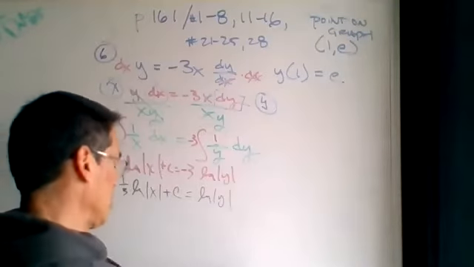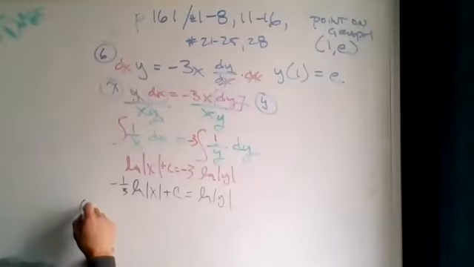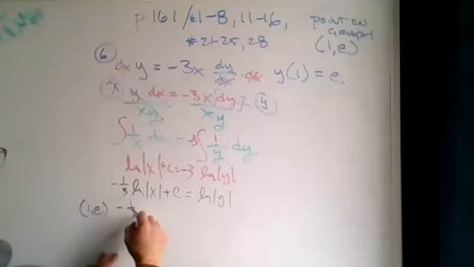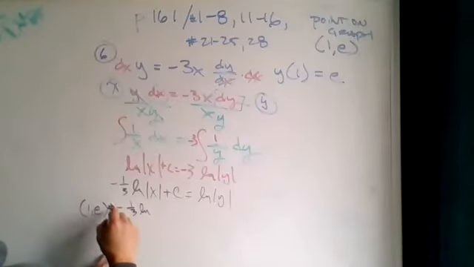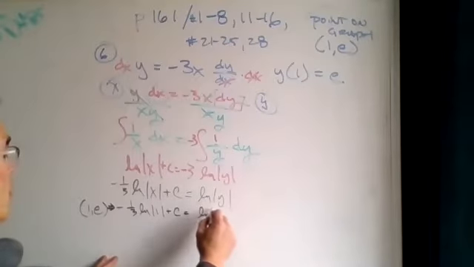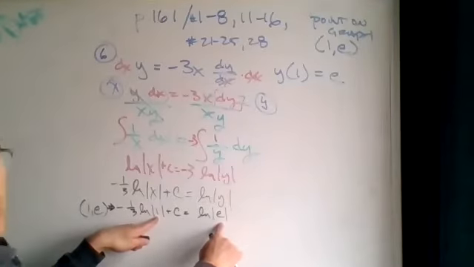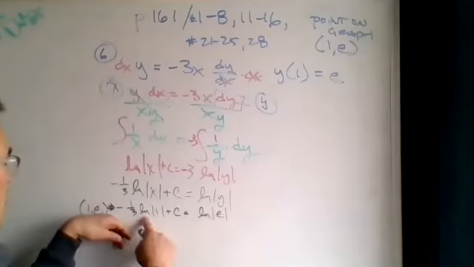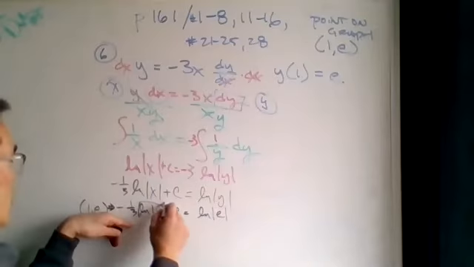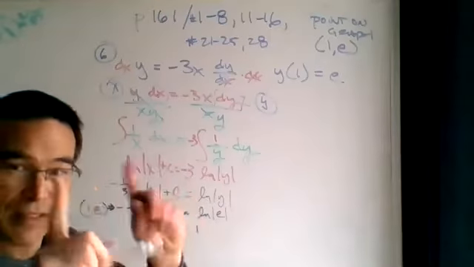Okay, so I'm going to solve for c. I'm going to use my initial condition. So I'm putting in 1, e. Substitution. All right, so I put in 1 for x and e for y. Okay, so natural log of 1 is just 0. So this is 0, so I just have c over here, and the natural log of e is just 1. So c is 1. Yay.